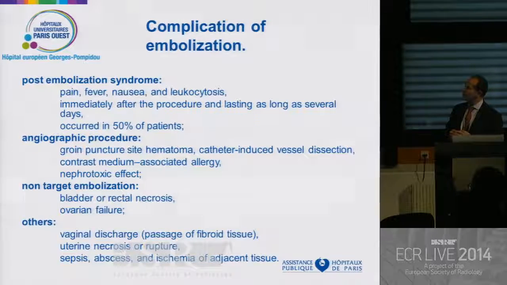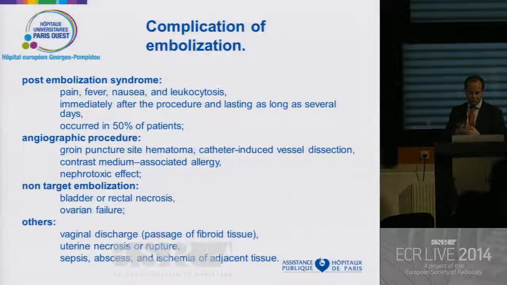What kind of complications can we have during the procedure? The post-embolic syndrome is dominated by pain, fever, nausea, and leukocytosis. It occurs immediately after the procedure, and it could last for 10 days, depending on the amount of occlusion. It occurs in 50% of patients. Usually, angiographic procedure complications could be puncture hematoma, dissection during catheterization, contrast media allergy, and nephrotoxic effects.